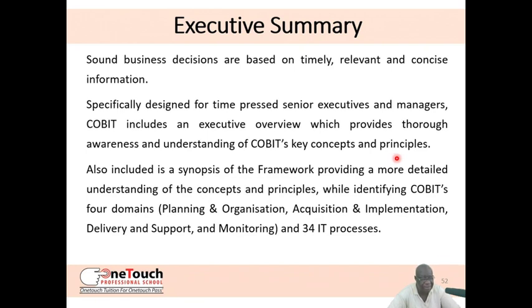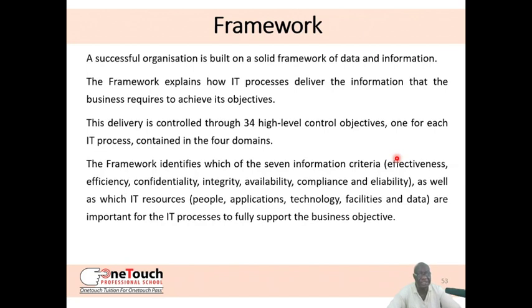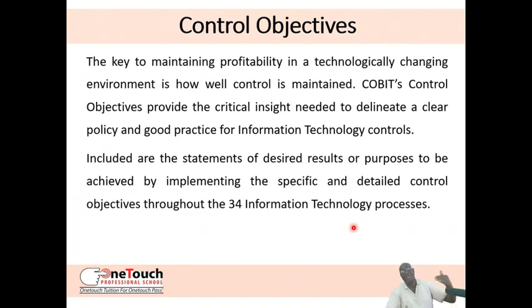So these are some of the framework itself. A successful organization is built on a solid framework of data and information. The framework explains how IT processes deliver the information that the business requires to achieve its objectives. This delivery is controlled through 24 high-level control objectives, one for each IT process, containing the 4 domains, which we said already. The framework identifies which of the 7 information criteria, as well as which IT resources, are important for the IT processes to fully support the business objectives.